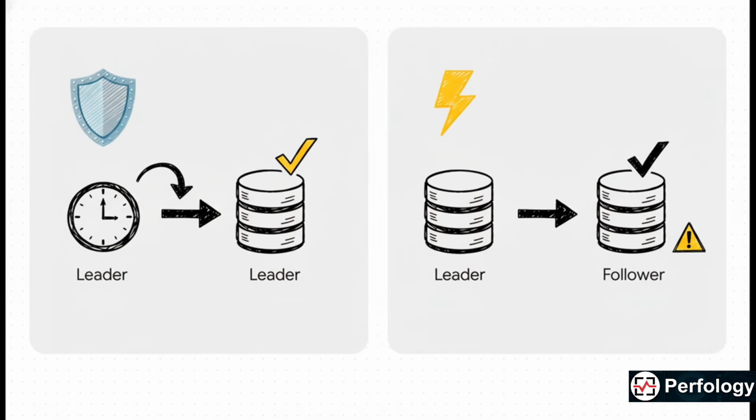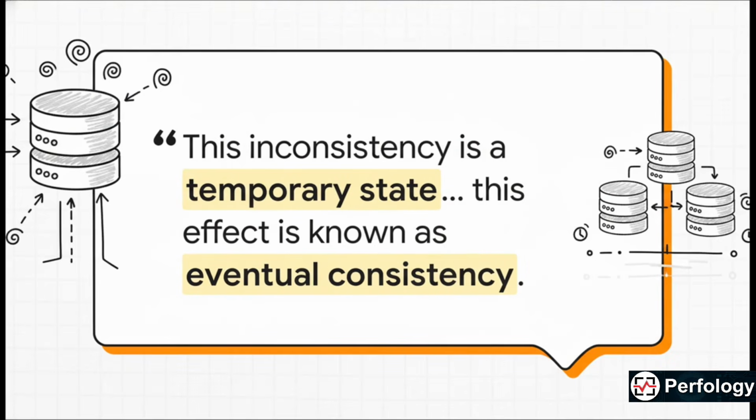But right here is a super critical choice. When the leader tells the followers about a change, should it wait for them to reply and say, "Yep, got it"? If it does wait, that's called a synchronous write. It's safer for sure, but it's also slower. If it doesn't wait, that's asynchronous. It's way, way faster, but it creates this tiny delay where the followers are just a little bit out of date.